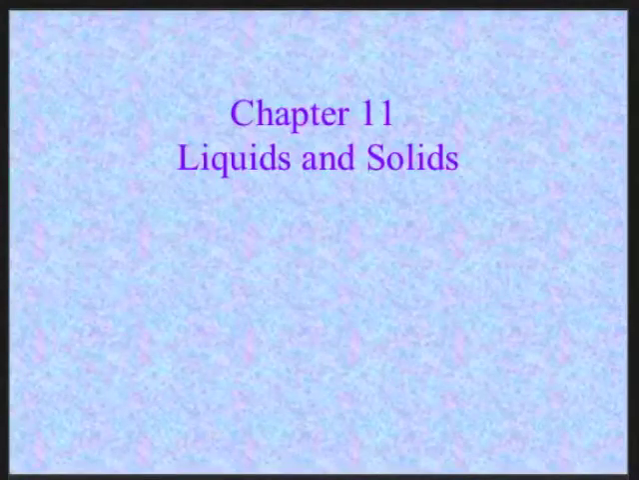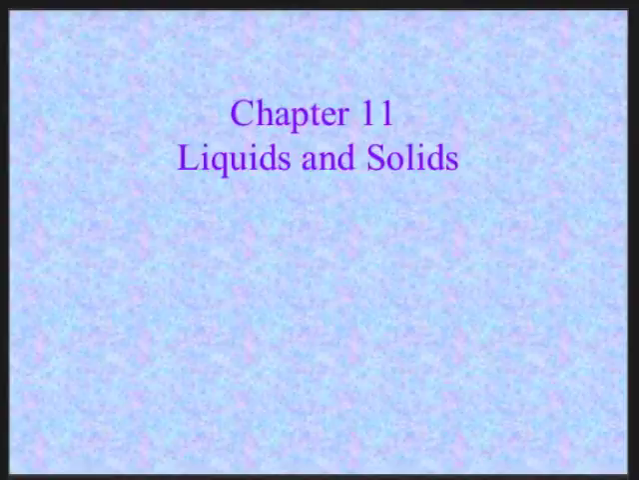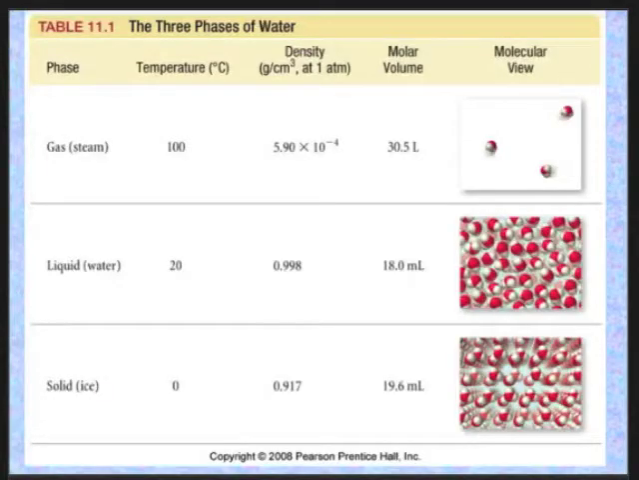So we're going to do Chapter 11, the last chapter in Chem 1A, liquids and solids. The first thing we're going to do is look at the three phases of water: gas or steam, liquid water, and the solid phase of water or ice.